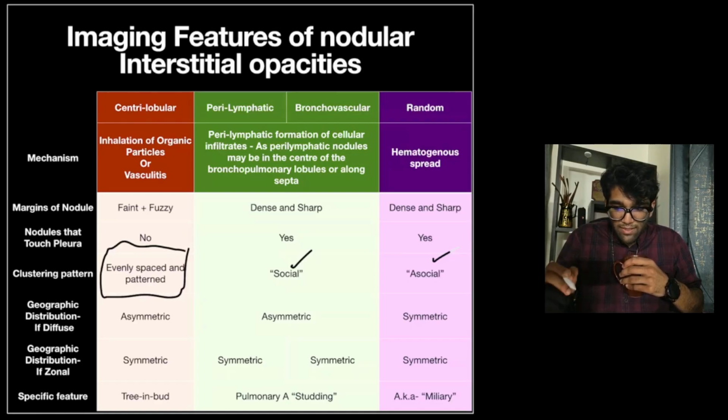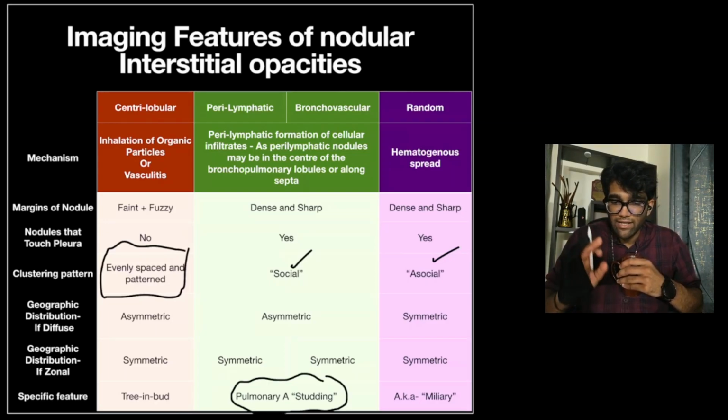Similarly, the other thing that is very specific is what we call pulmonary artery studding. Pulmonary artery studding essentially only happens with a perilymphatic pattern. A bronchovascular pattern is a perilymphatic pattern where the predominant nodule formation is happening along those lymphatics that are right next to the pulmonary artery branch. As a result, they show pulmonary artery studding, but you may not have nodules along the septa.